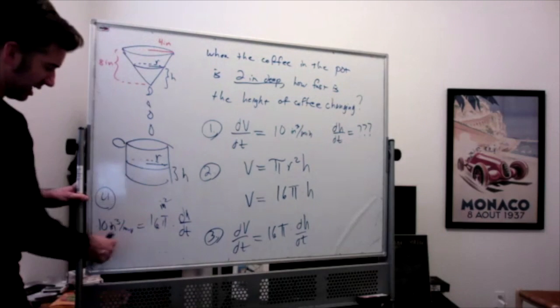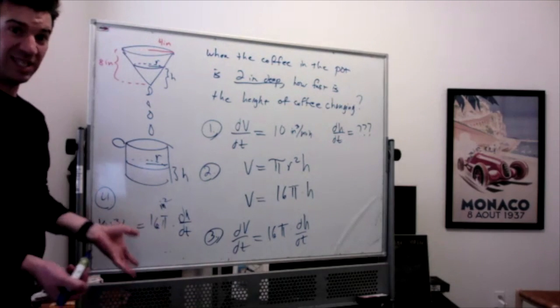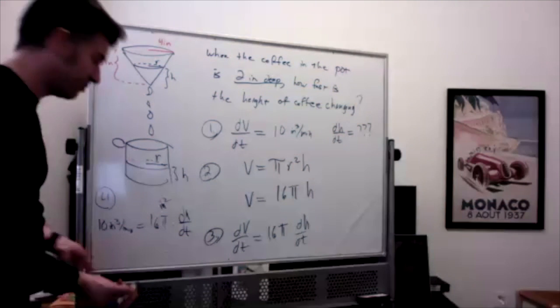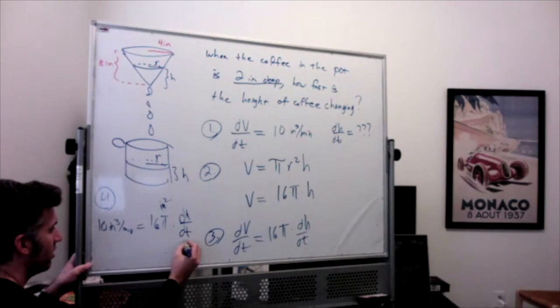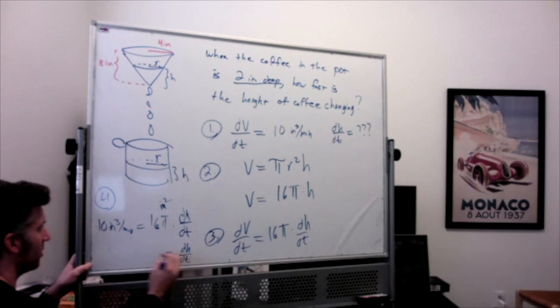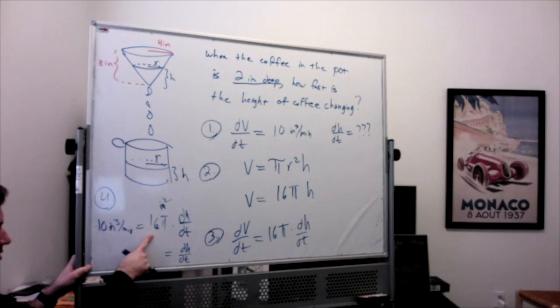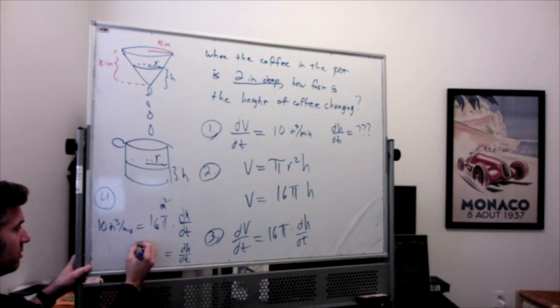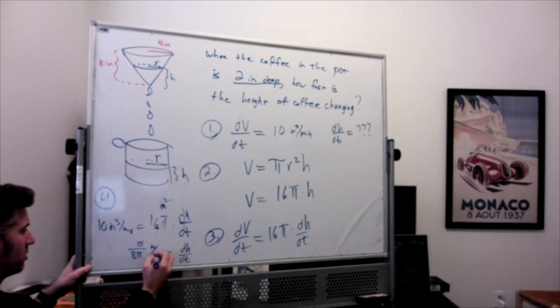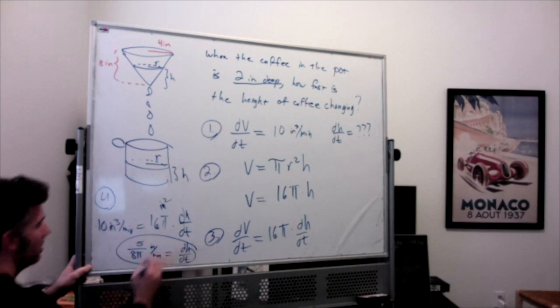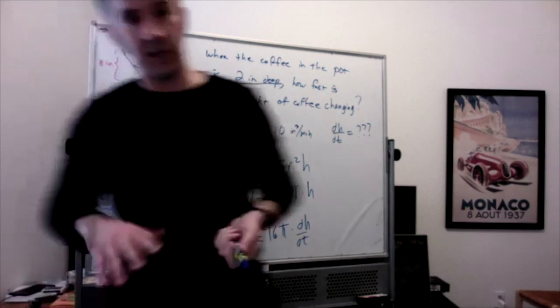So then when I divide both sides by 16 pi, 2 of the inches cancel out, and I just get inches per minute. So my final answer here is dH/dt equals 10 over 16 pi, which reduces to 5 over 8 pi inches per minute.